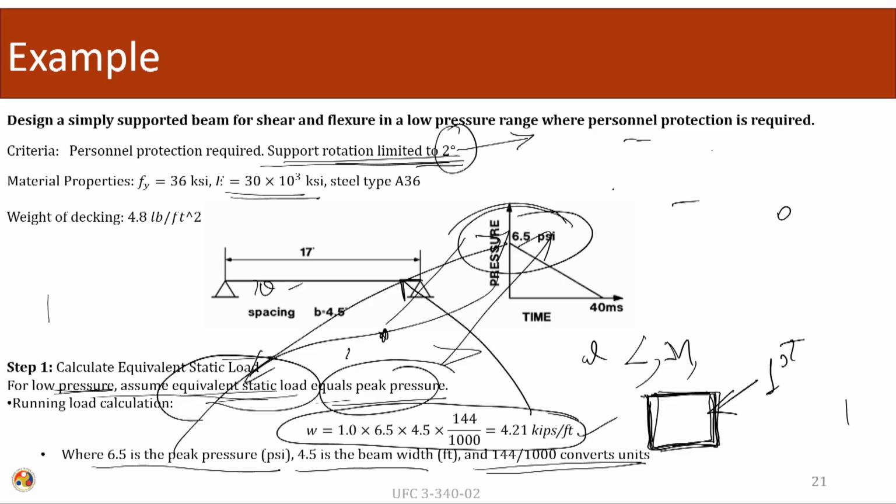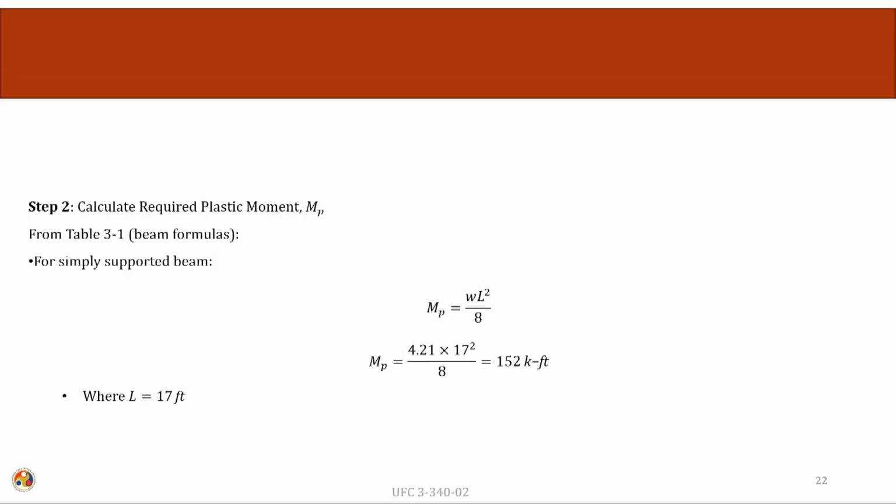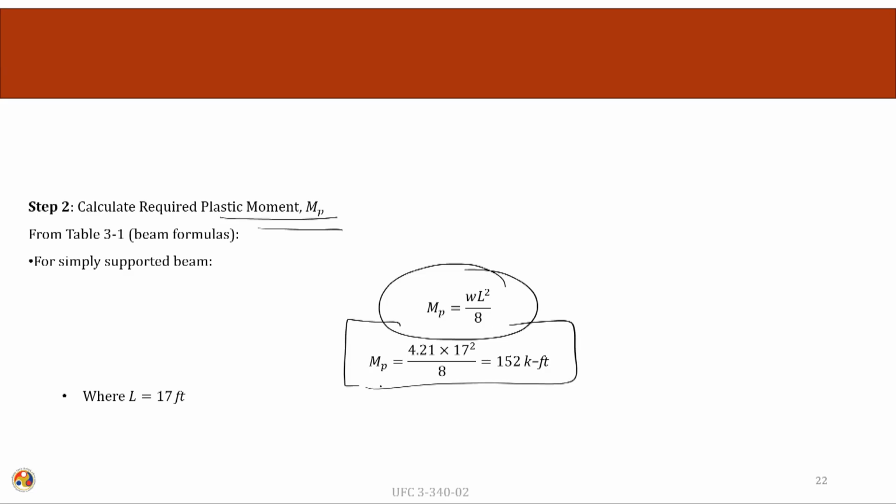So, step 1, a preliminary estimate. In order to have a preliminary estimate, we are equating the pressure with the equivalent static load. Once we have this equivalent static load, we can calculate the required plastic moment. So, for a simply supported beam, we know that this is the equation for the plastic moment. So, we get the applied load.